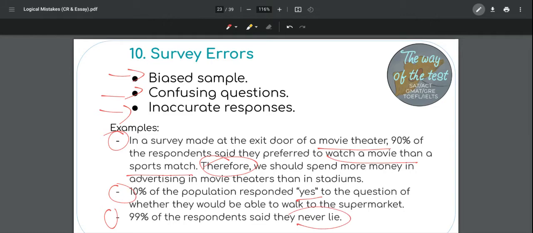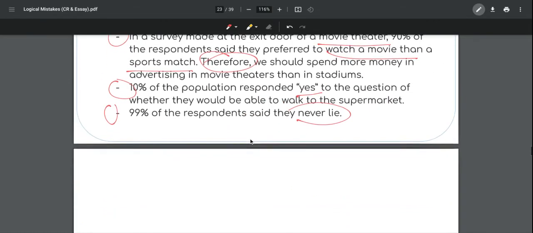Which again, if I ask people if they lie, they are more likely going to say no, right? And actually, it's a very good book called Everybody Lies, in which they show us how, of course, we're going to lie if they ask questions that are too personal. This is why some polls are anonymous, right? Because we don't really want to talk about the embarrassing things. So be very careful about inaccurate responses.